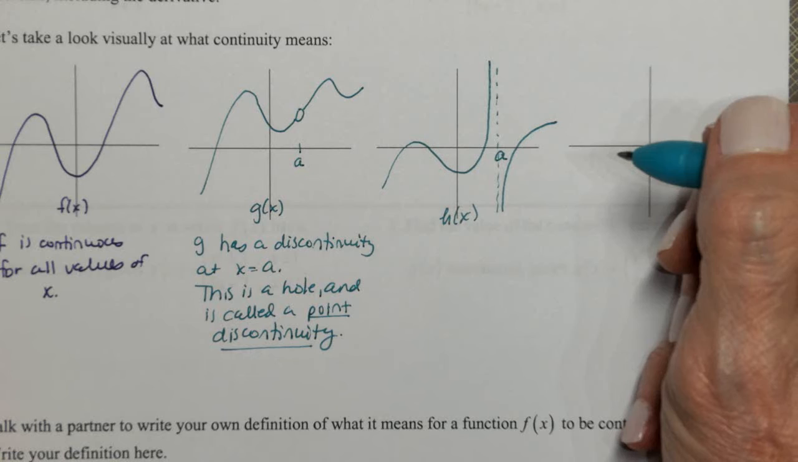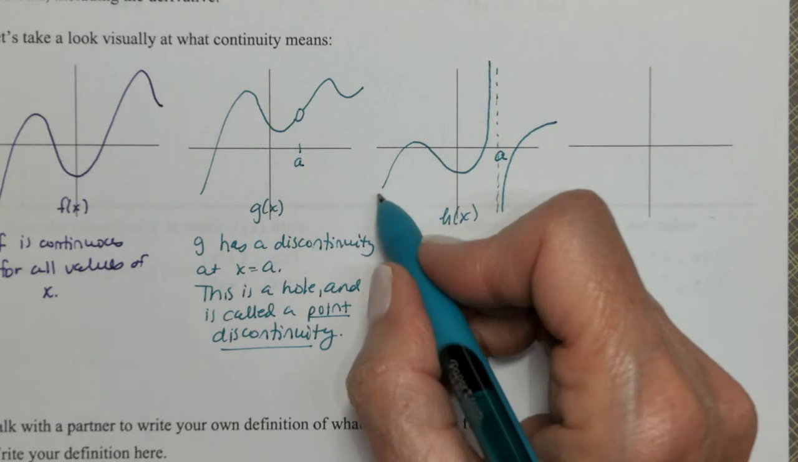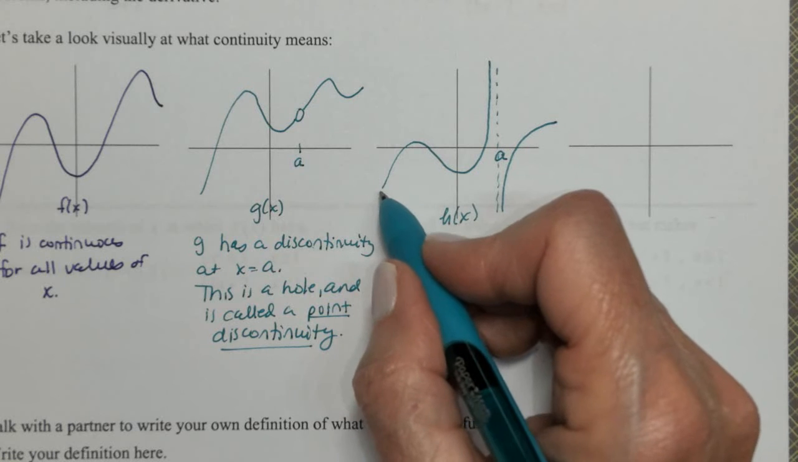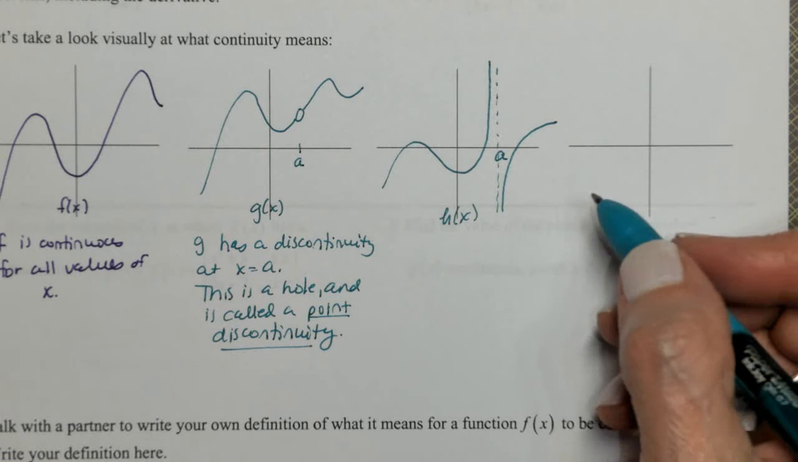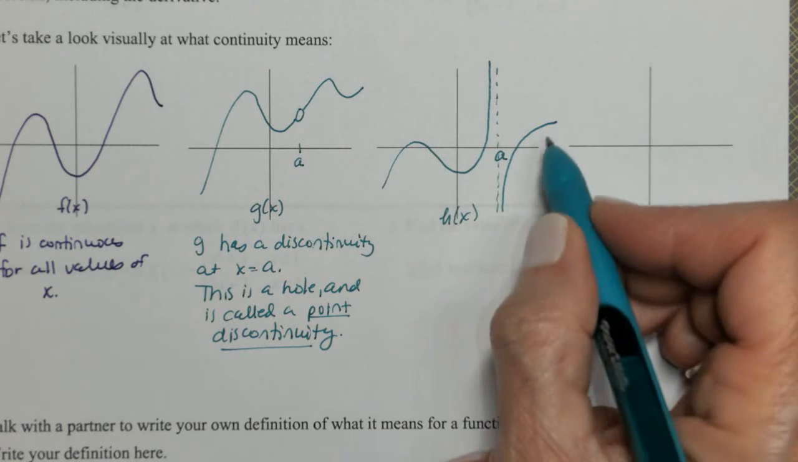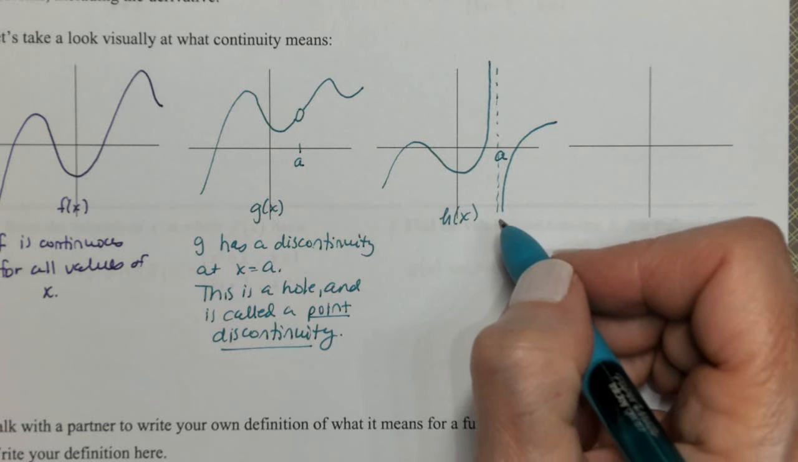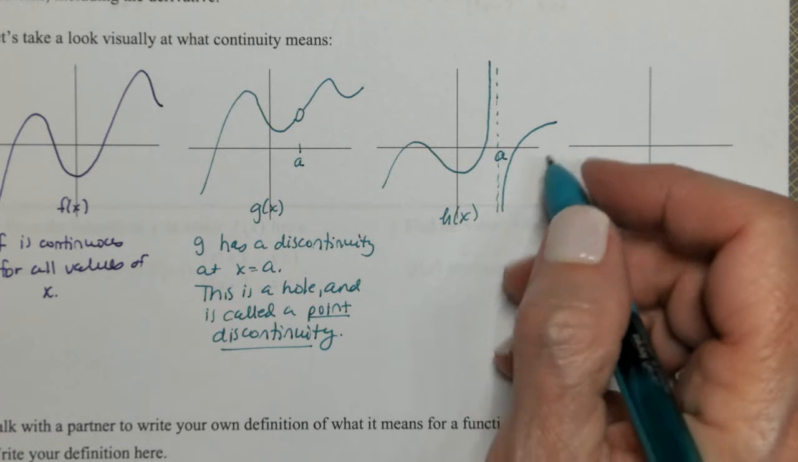First of all, you don't have to draw arrows. If you don't have arrows, it's assumed to continue. If it was stopping, I would want you to draw a point there. So you don't have to draw arrows. If you want to draw arrows, you can, but you don't have to.